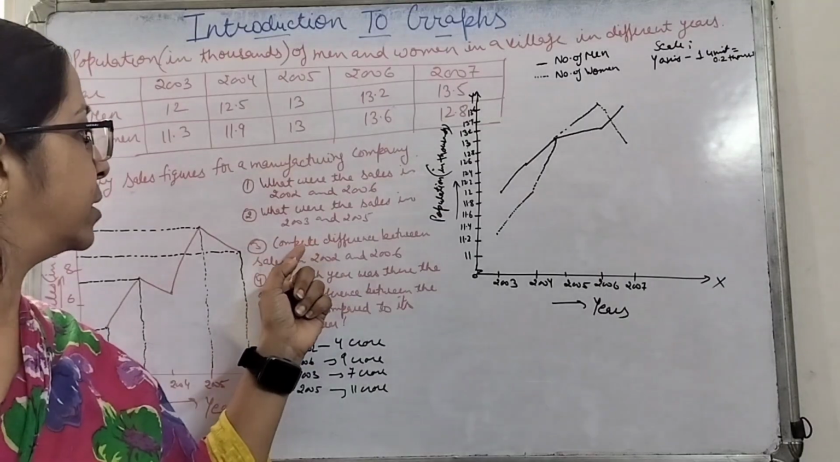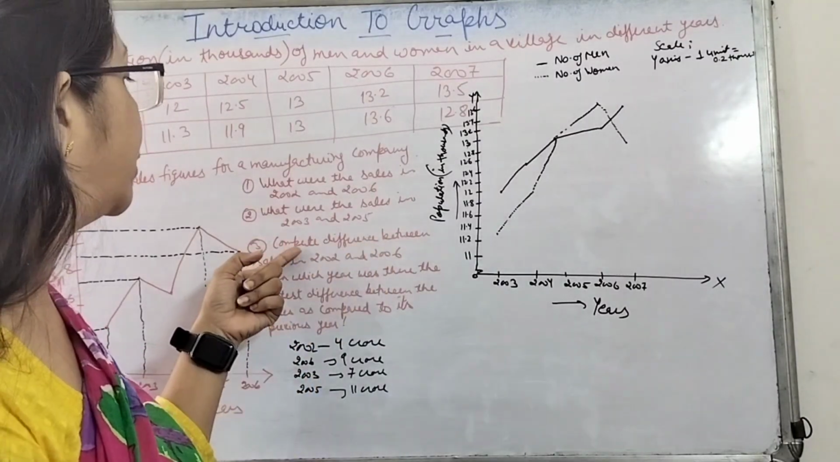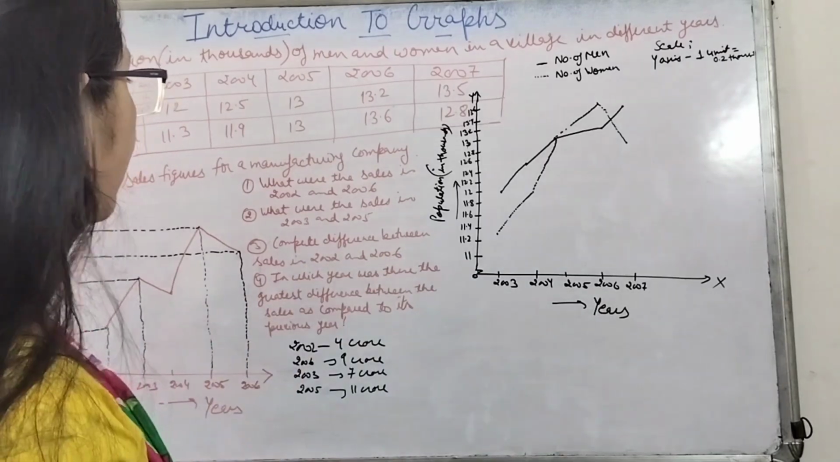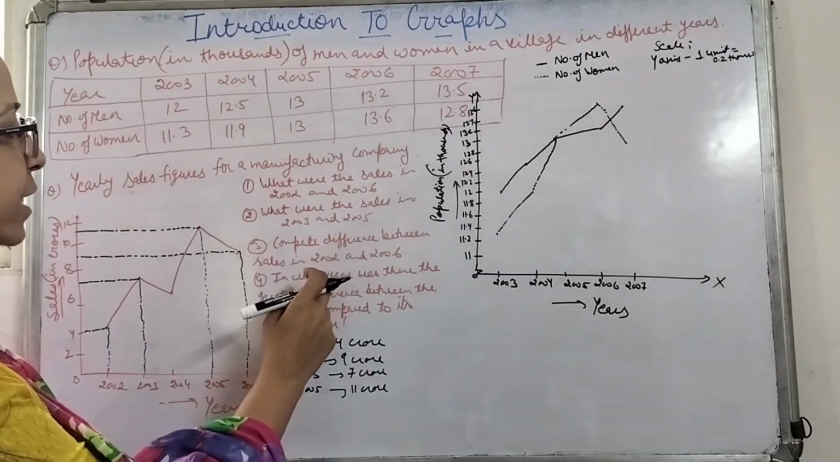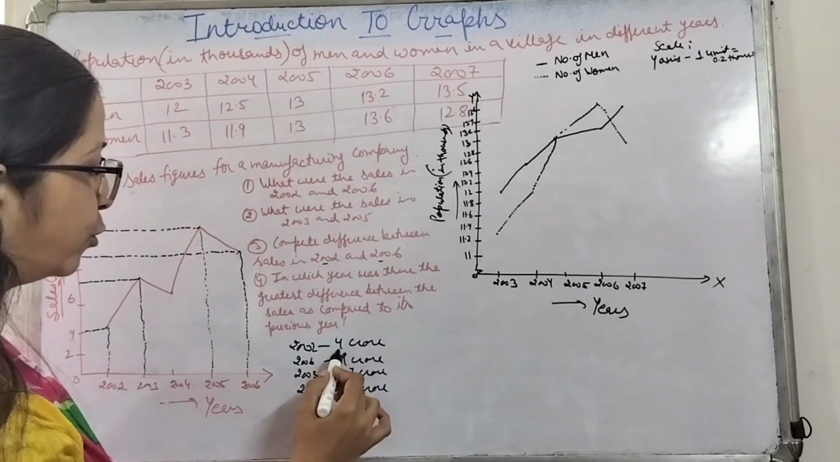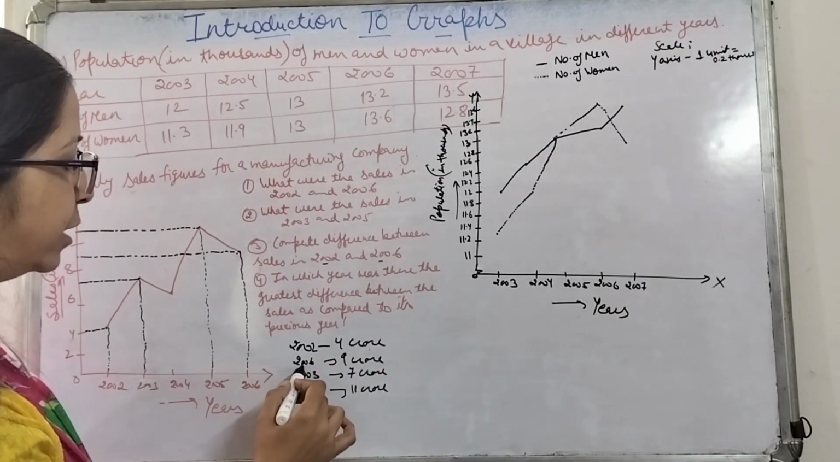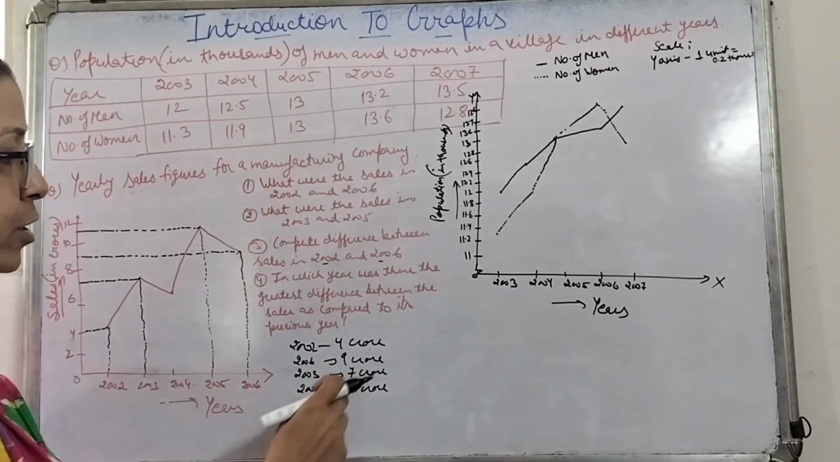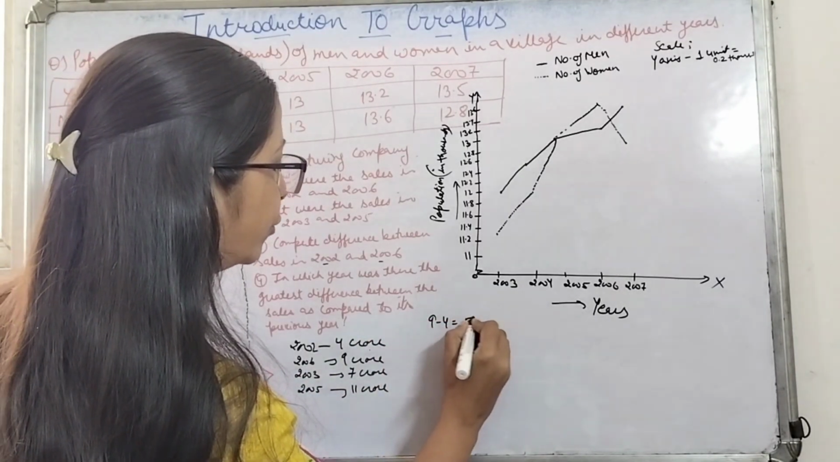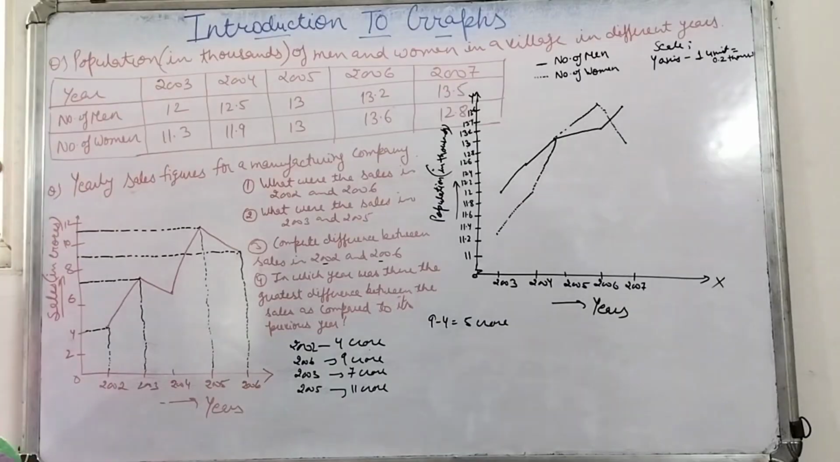Now compute the difference between sales in 2002 and 2006. What is the difference between the sales in 2002 and 2006? From here we can see in the year 2002 sales were 4 crore. In the year 2006 sales were 9 crore. So what is the difference? The difference will be 9 minus 4, that is 5 crore.